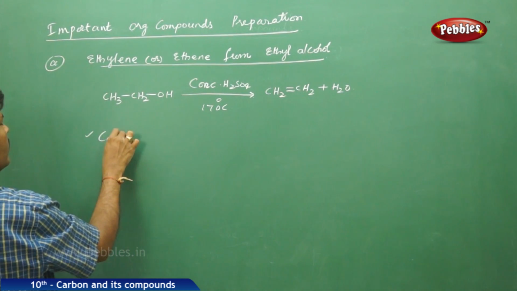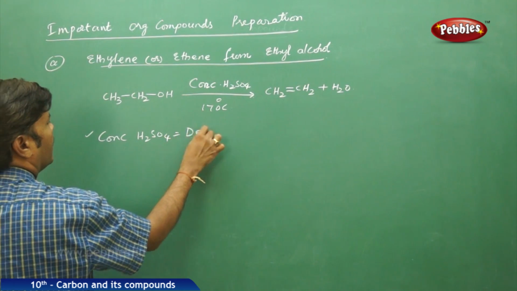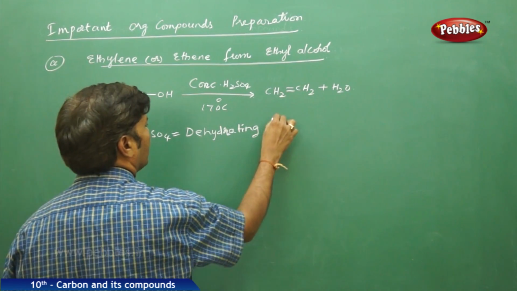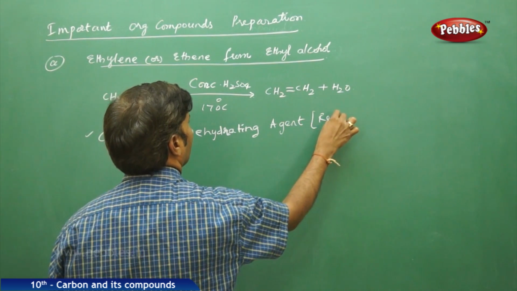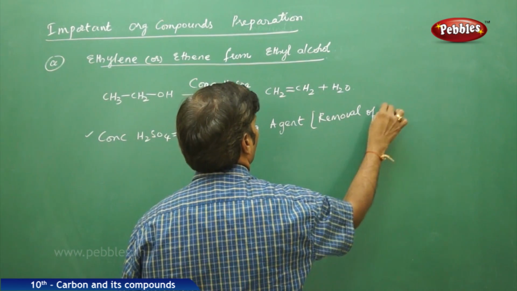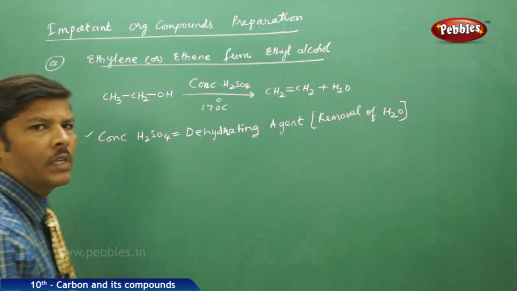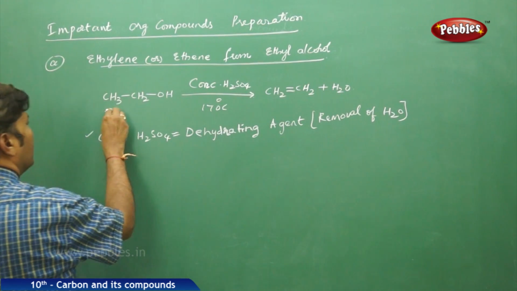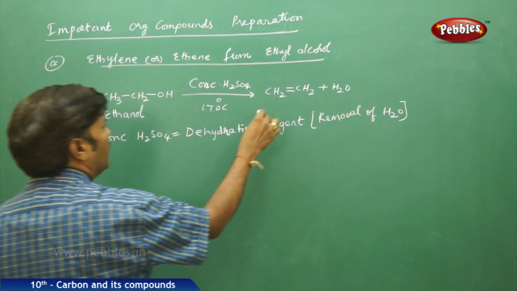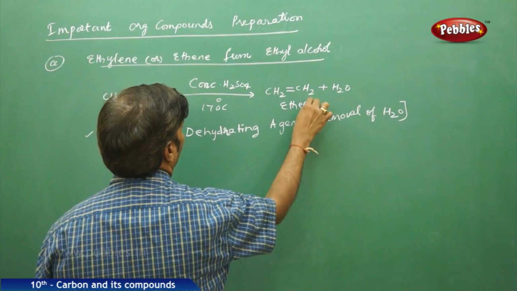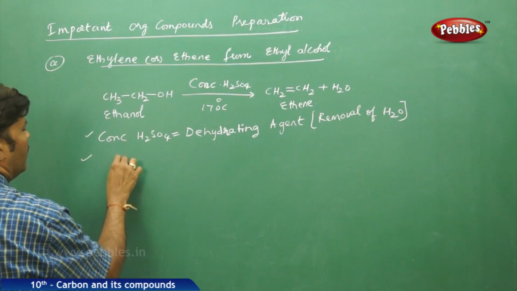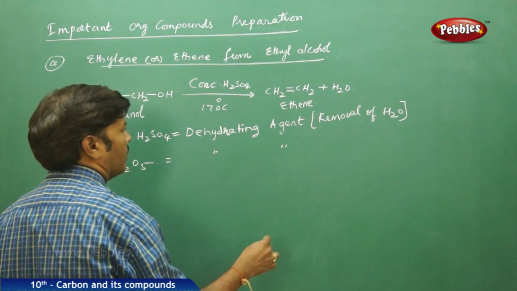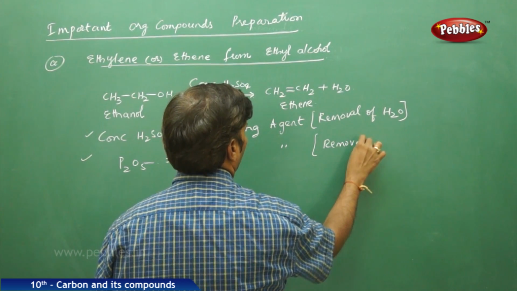Here concentrated H2SO4 is acting as a dehydrating agent, which we call removal of H2O, because here from the ethyl alcohol we are removing one water. The obtained product is ethylene or ethene, and this is ethanol or ethyl alcohol. Sometimes you can take even P2O5, phosphorus pentoxide, which can also act as a dehydrating agent, that is removal of water.